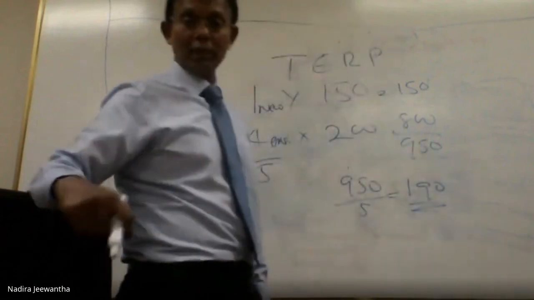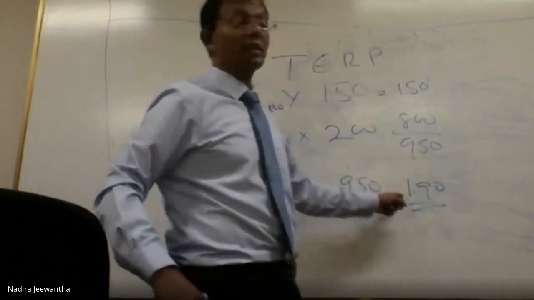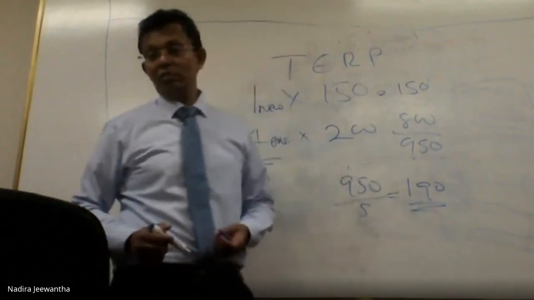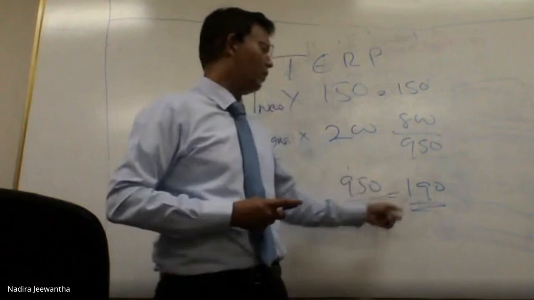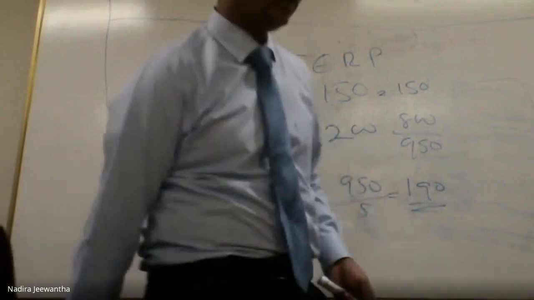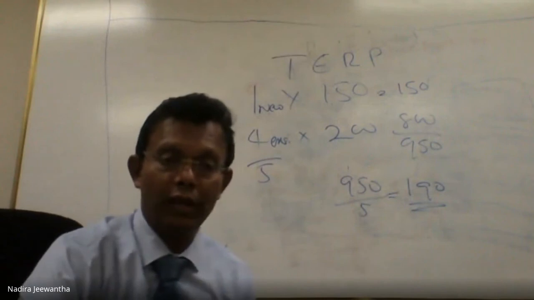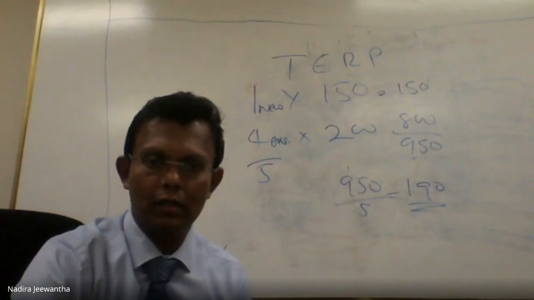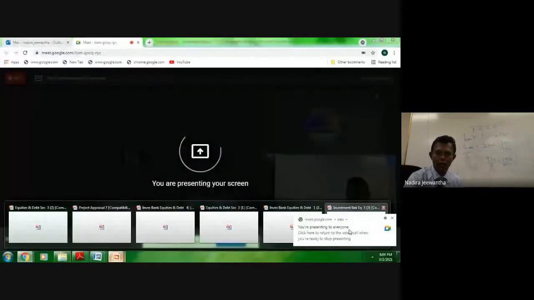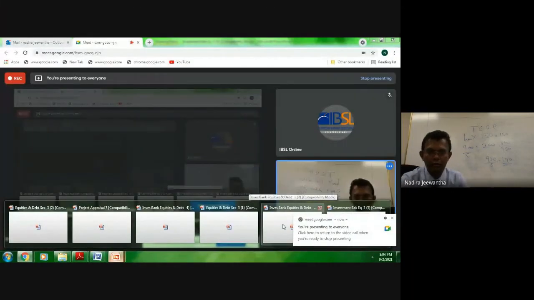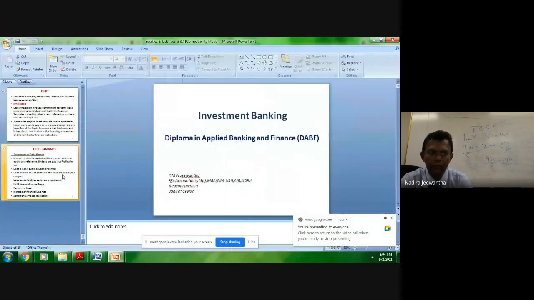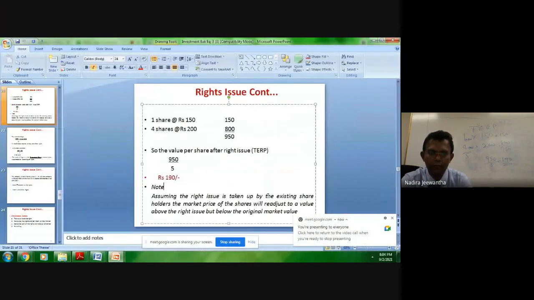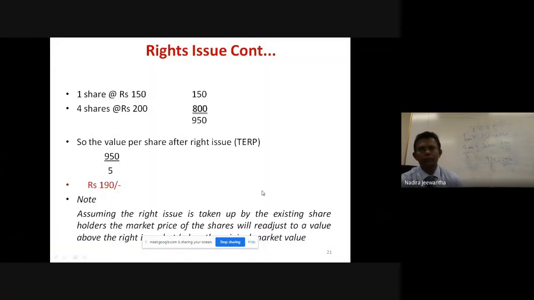Before the right issue, how was the pricing? 200. Now after the right issue, 190. You have more shares, so obviously the price should come down. It has happened. The theoretical ex-rights price is very important in the exam. The examiner has tested this question several times. This one, 190.